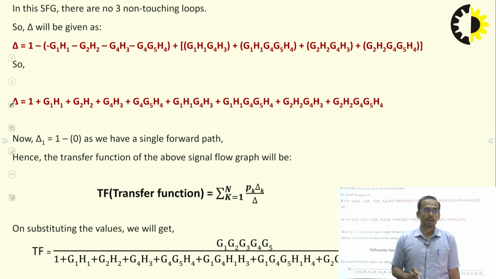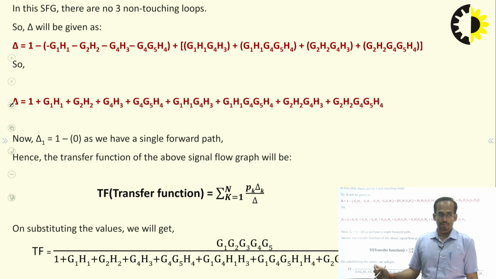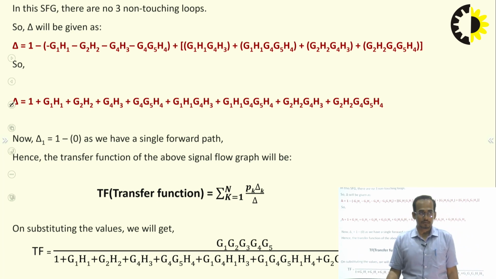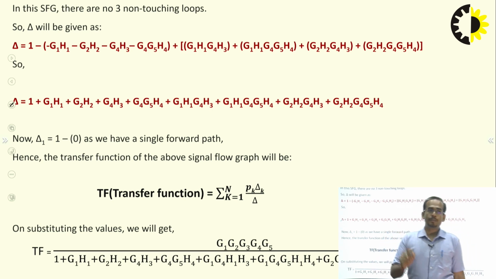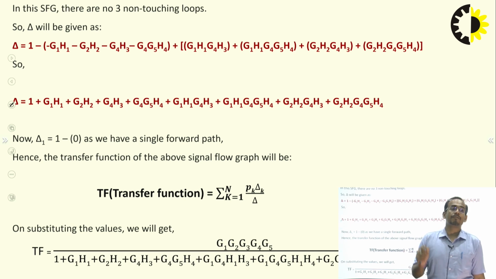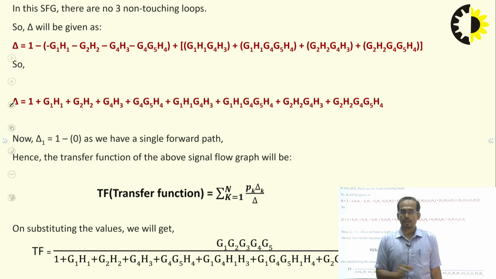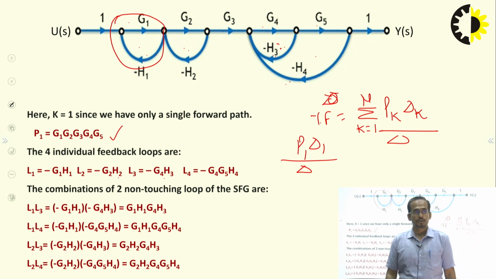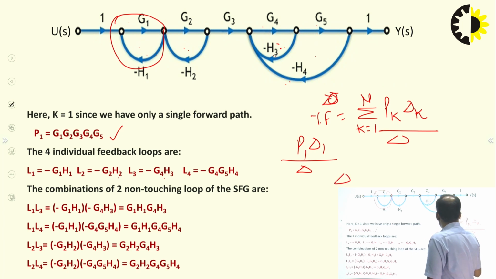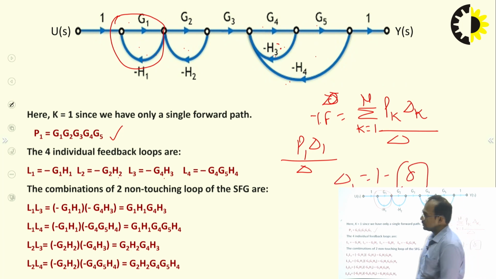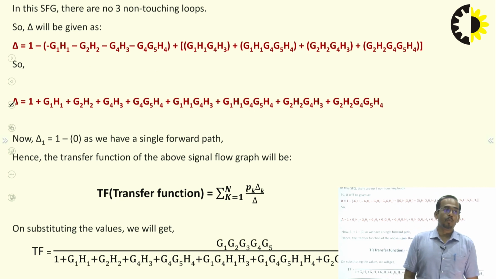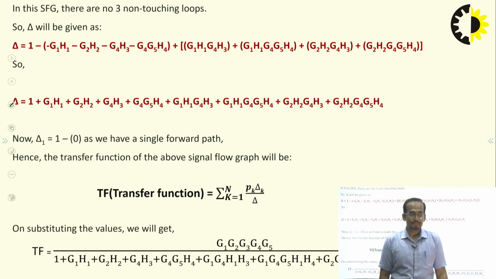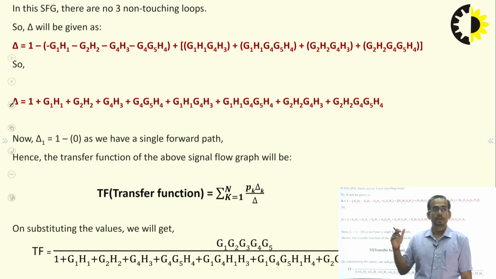Delta 1 is equal to 1 minus the sum of loops non-touching to that forward path. It means to find the value of delta 1, we have to see how many loops are not touching the forward path P1. In this figure you can see there is no loop which is not touching the forward path P1. So delta 1 is equal to 1 minus 0, so delta 1 will be equal to 1. Now how will you find the value of delta? Delta is equal to 1 minus sum of individual loops.